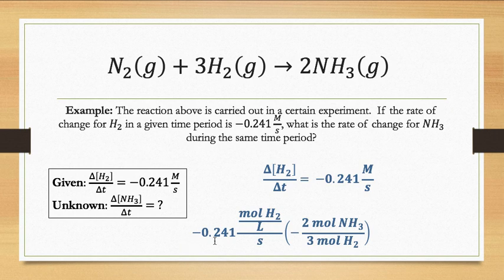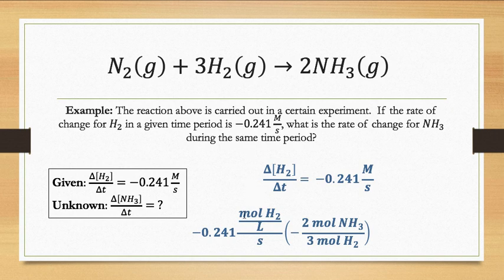So we've got -0.241, and if we write this a little differently, molarity is equal to moles over liters. So we could say -0.241 moles of H2 per liter per second is changing. And multiply by negative. Why does it have to be negative? Because NH3 is a product, so we need to end up with a positive value. So 2 moles of NH3 are produced for every 3 moles of H2 that get used up.